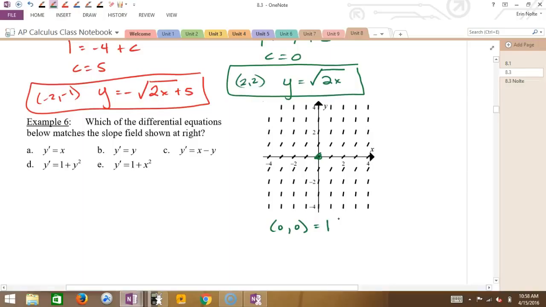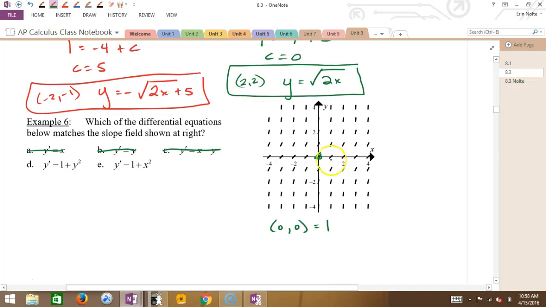Just from that point, I can say it's not A, because if I plug 0 in, I would get 0. It's not B for the same exact reason. 0 minus 0 is not 1. I could do 1 minus 0, and that's 1, so D could work, and E could work also. Now if I pick another point, what other point might work, where we can tell the difference between D and E?